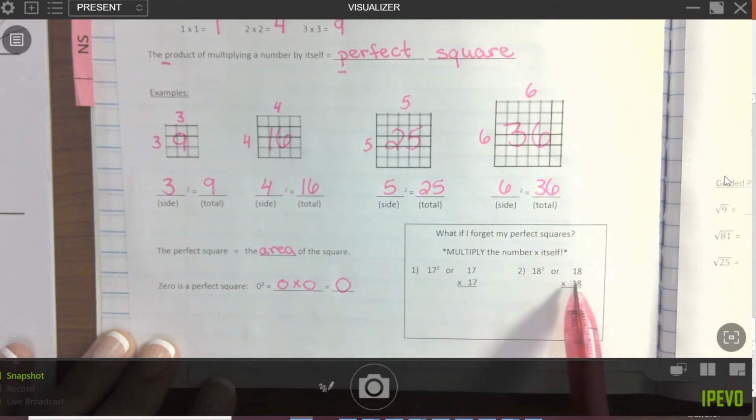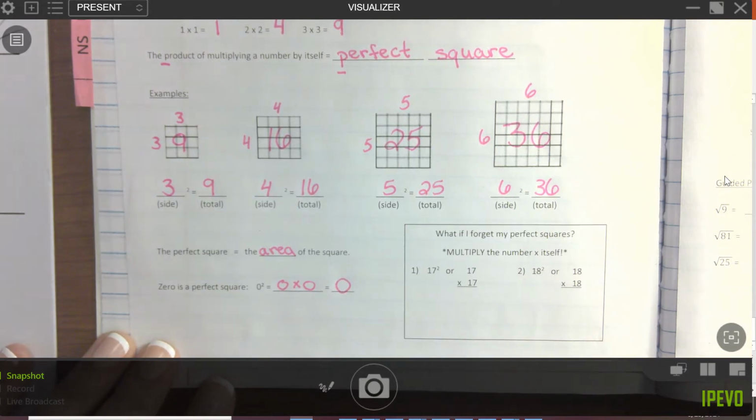And down at the bottom here, we have a couple examples of what I would do if I forgot my perfect squares. So we're going to work on memorizing them because you won't have a calculator for this part of our unit. But if you forget a perfect square, especially some of these bigger ones, like 17 squared or 18 squared, it's not the end of the world. You know how to multiply.